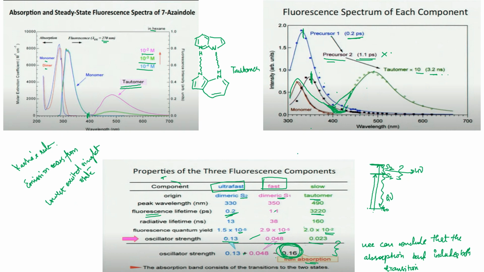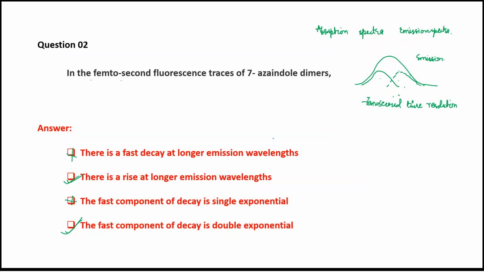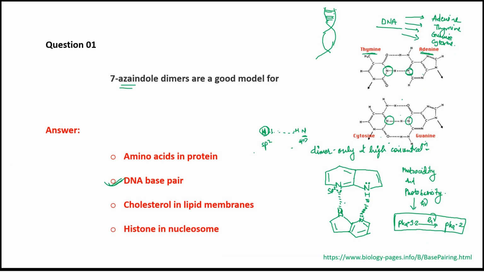Okay. Now we'll go on to the questions we have discussed, in short. The first one was, 7-aza-indole dimers are similar to what? So we have drawn this structure a number of times throughout this discussion. So this is basically the structure, and when you closely observe it, it is similar to the DNA base pairing, or say the hydrogen bonding in each of these.